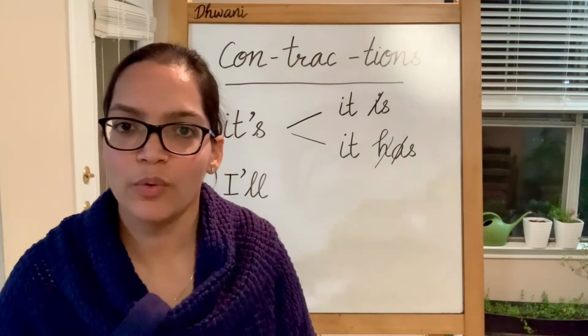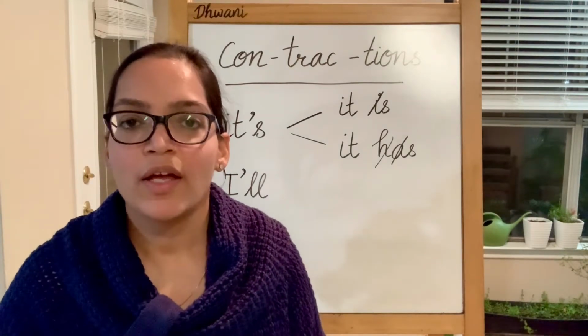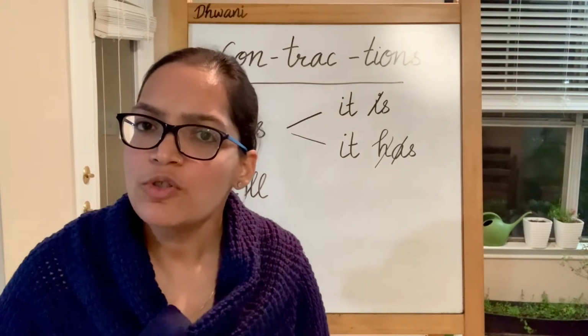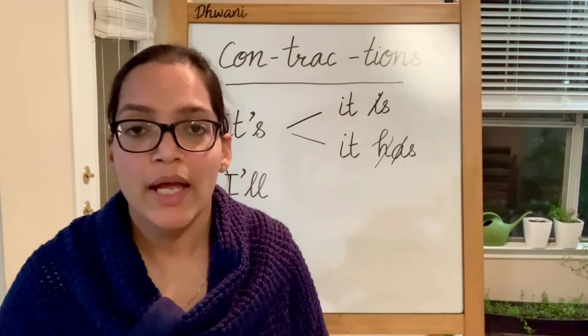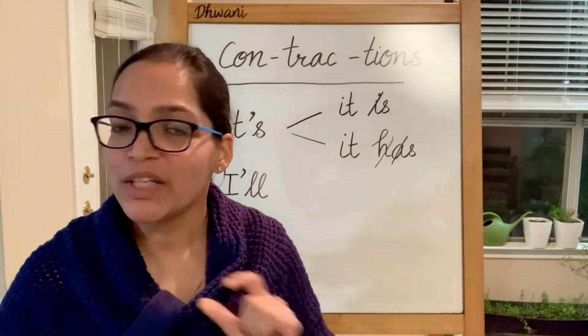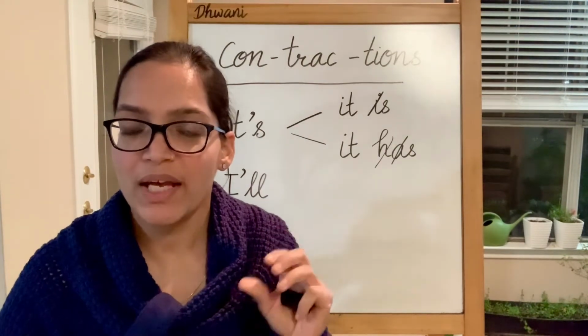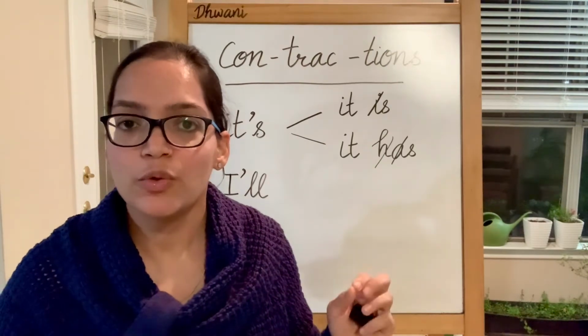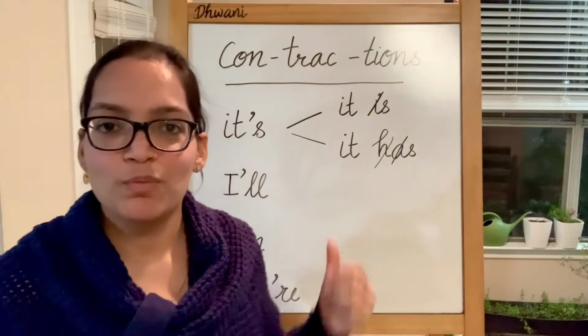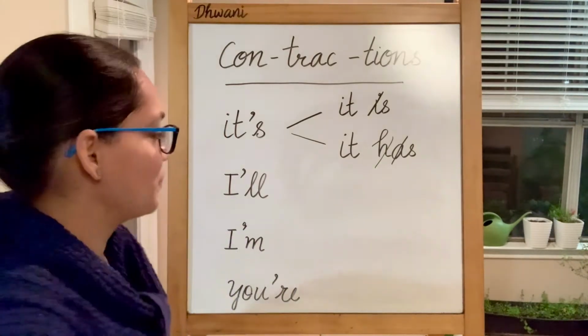It is going to rain today. It's going to rain today. It has been so long that I have seen you. It's been so long that I have seen you. So you can easily make out when I say it's, whether it is used for it is or it has. Now let's move on to the next contraction.